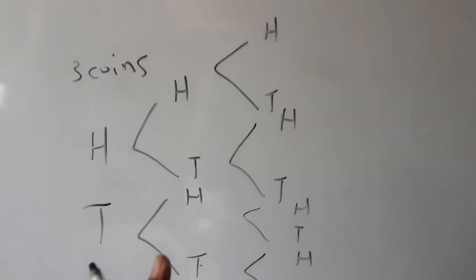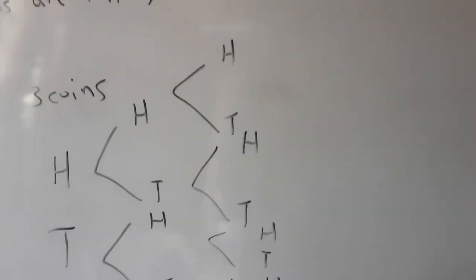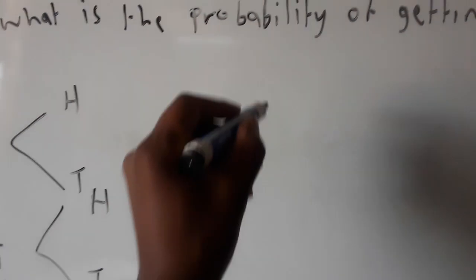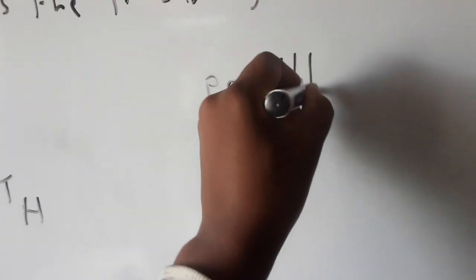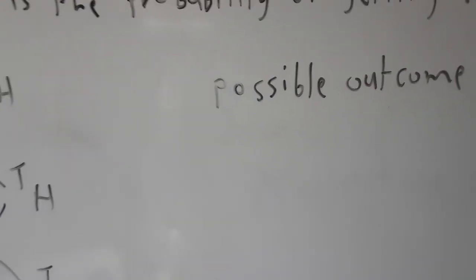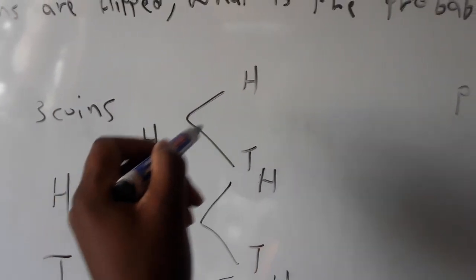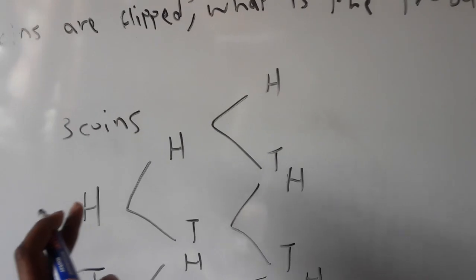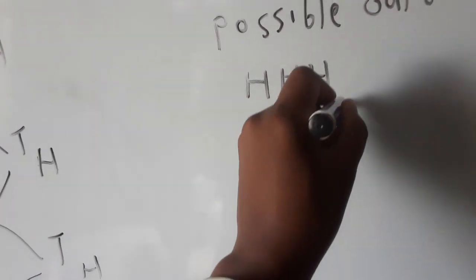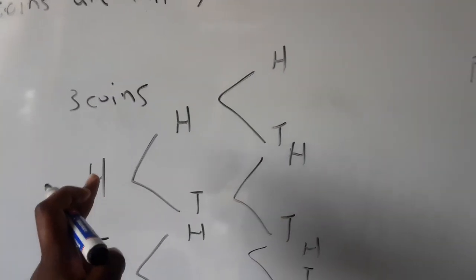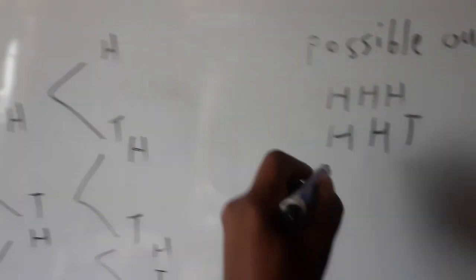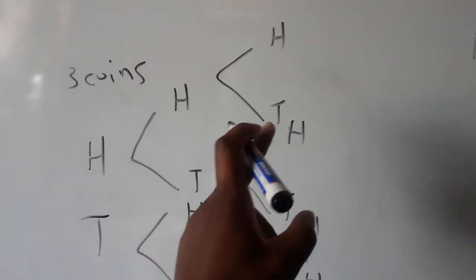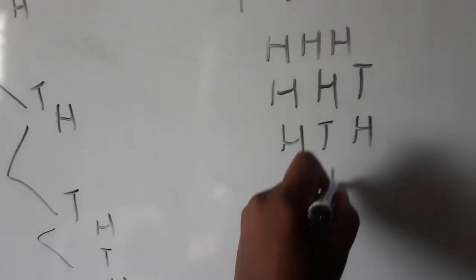So for three coins, first, second, third, three coins are flipped at the same time. Then you have the possible outcomes of flipping three coins. You can get HHH, head in all three coins. Or you can get HHT. Then you can get a head, tail, and a head. You can get a head, tail, and tail.